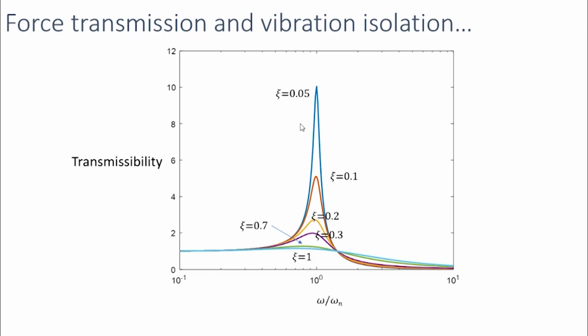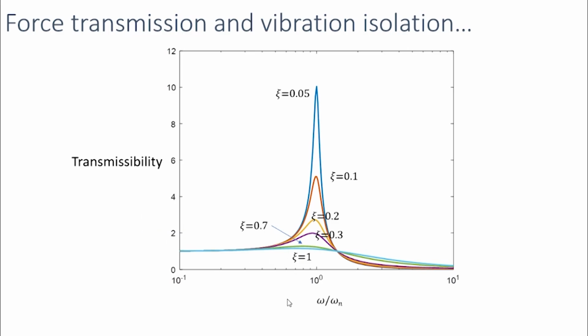So each curve will correspond to a different value of damping. As in the case of deformation response factors, the highest peak at frequency ratio equal to 1 will be for the lowest damping value. When the frequency ratio is much less than 1, the transmissibility is equal to 1. So that means the applied force is transmitted to the support as it is. The vibration is not at all isolated in this case.